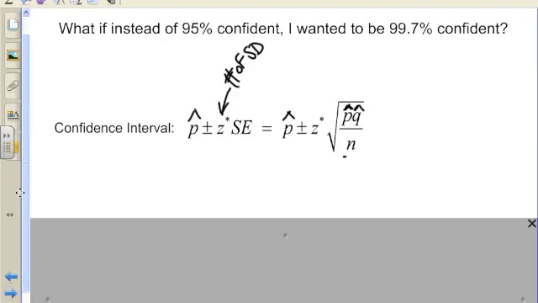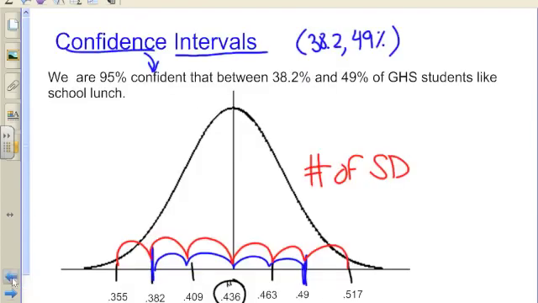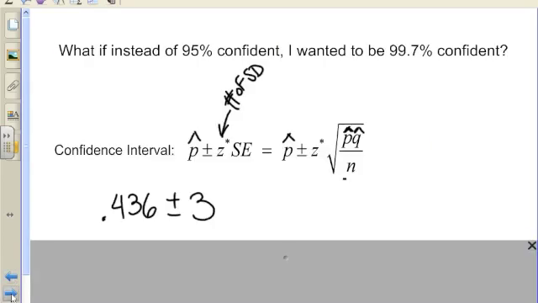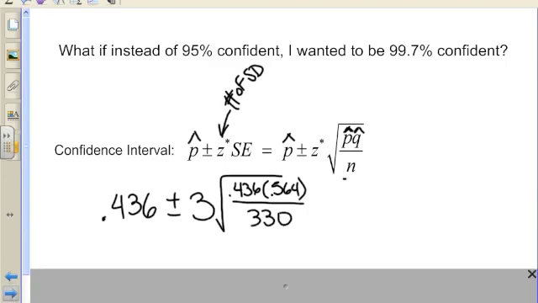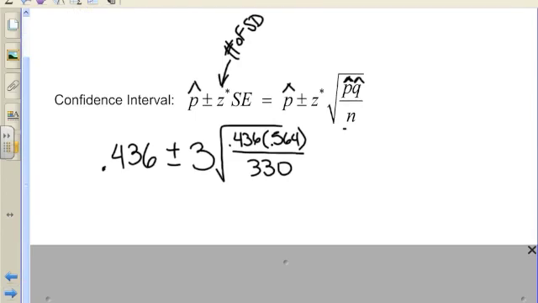So for the last example, our p hat was 0.436. I'm going to add and subtract. Well, let's do the 3, because I wanted to be 99.7% confident. So I'm going to add and subtract 3. We're thinking in our brain, that's what is here in red. I need to go up 3 for 99.7. And then times that standard error value. We did this already. It was the 0.436 times the 0.564 over 330, because that's how many people I asked. Now, we do know already that this big, long, messy-looking number, so I'll just simplify that. It was about 0.027. So go ahead and try that out.